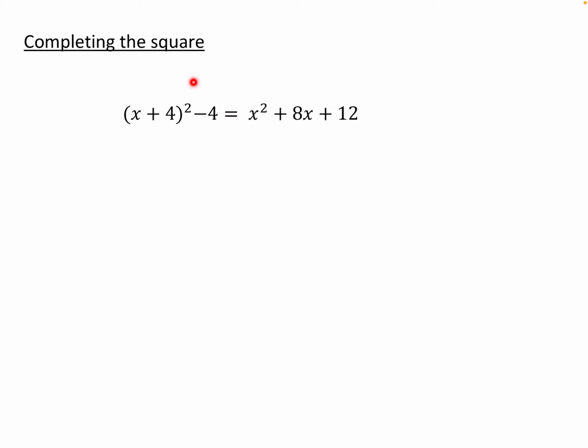Now, if I expand this, I get x plus 4, and then subtract 4.